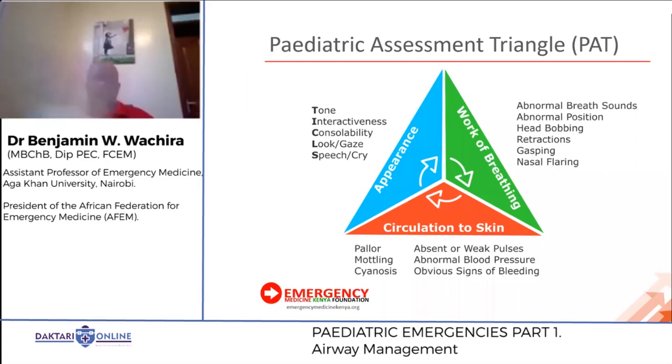The first part of it is called TICLS, actually. That's a mnemonic, TICLS. So what's the T? Tone is how active and vigorous the child is, how interactive they are with the environment, with their caregiver, with you as a doctor.